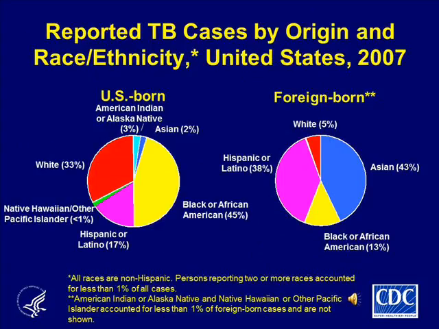So if you compare the race and ethnicity of U.S.-born patients in that pie chart on the left, you see really a different pattern than you see on the right among foreign-born patients. Among U.S.-born patients, there's a large proportion of Black or African American, whereas that's a smaller group among the foreign-born. Asian and Hispanic predominate among the foreign-born populations.